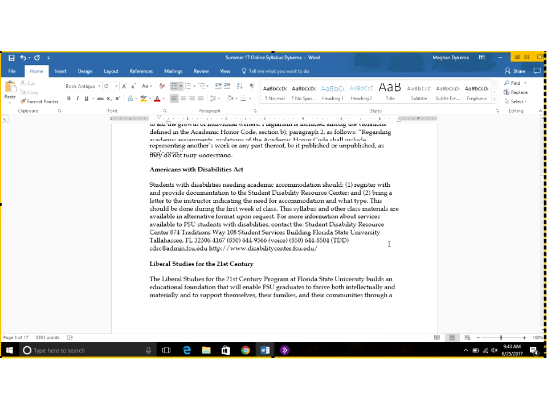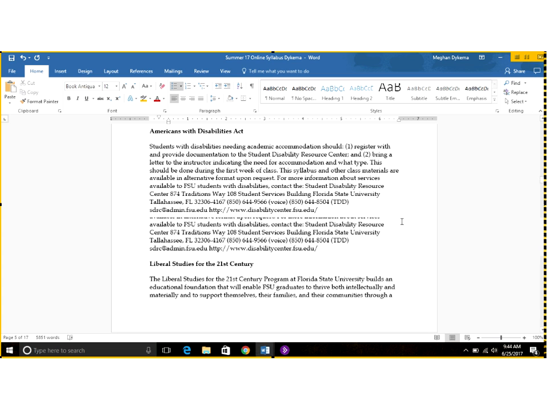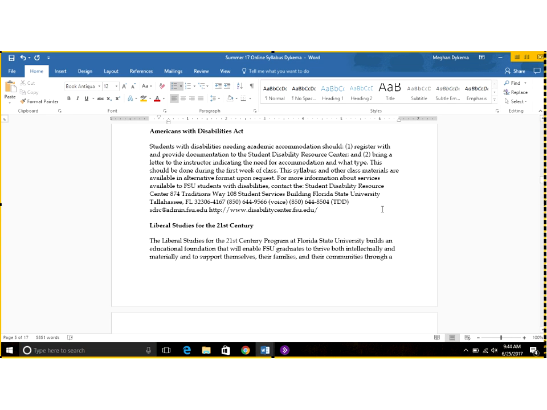If you have any disabilities requiring academic accommodation, please make sure you've registered with the Student Disability Resource Center. They will send me a letter indicating the need for accommodation, what type of accommodation you need. Do this right away, especially, again, in the 6-week term. Do that the first week of class so that we can make a plan to move forward with the rest of the term and make sure that you have everything that you need. And if you need contact information for the Student Disability Resource Center, it is all there.